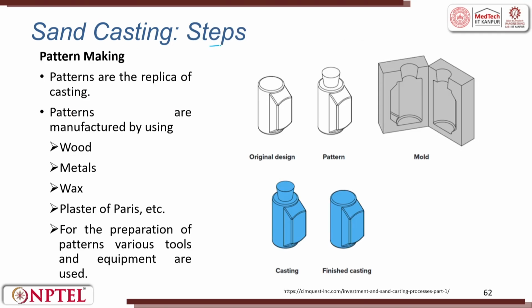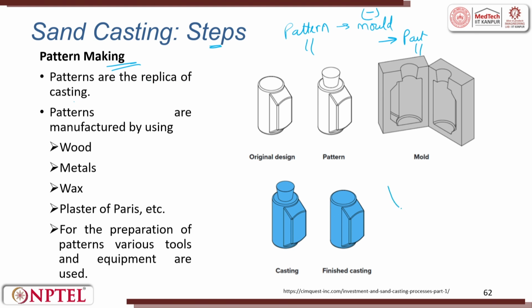So, in sand casting steps, first is pattern making. Why do you need to make a pattern? We need to make a pattern because the pattern will be a negative of the mold. So, the patterns are the replica of the casting. So, if you take pattern, mold, final part, this and this will be similar. The mold will be negative of the pattern. So, the pattern is a replica of the casting.